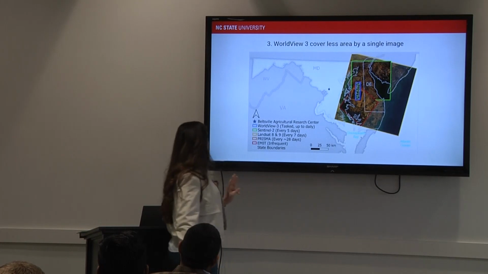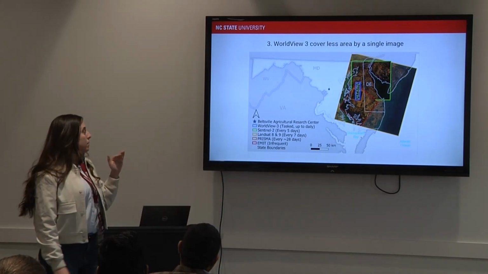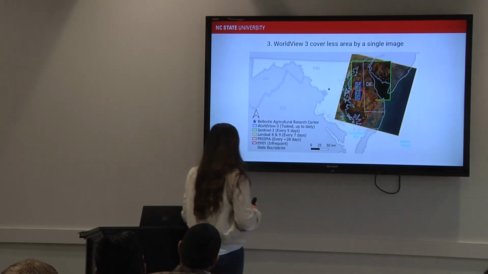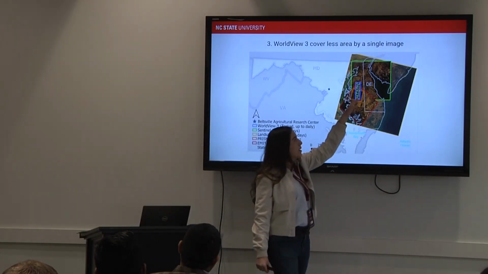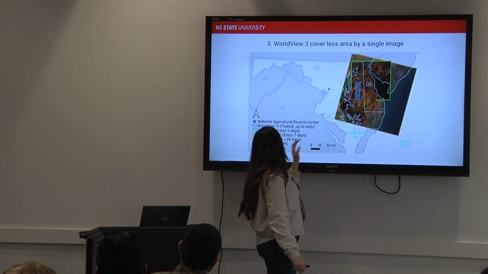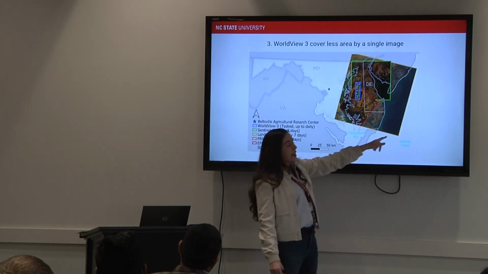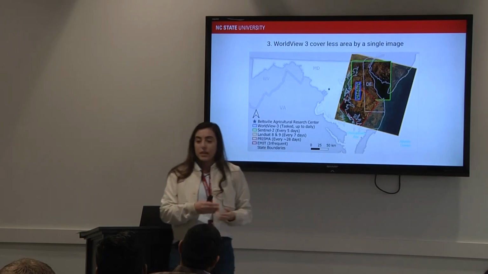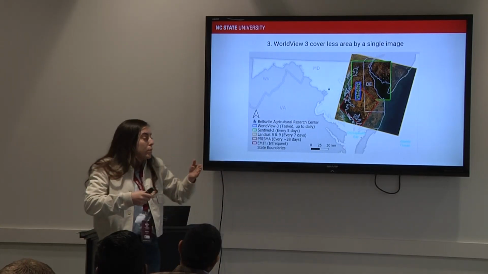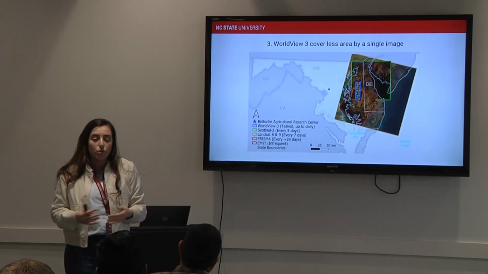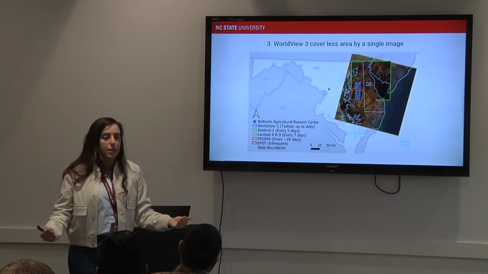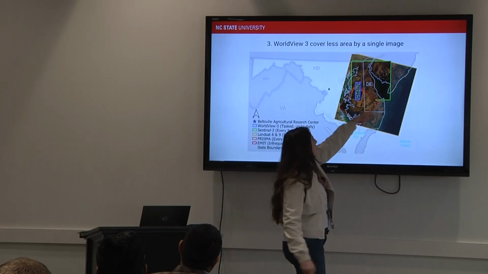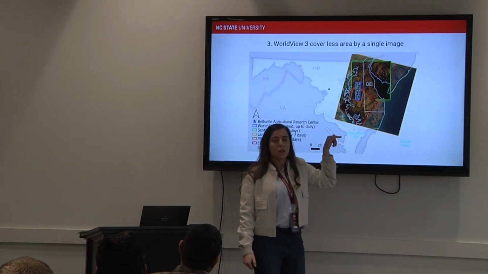The third reason why we wanted to upscale this work is because of the size of the image. You can see the blue one here is the WorldView 3, and the Landsat is the yellow one, so it's much bigger, right? That means that we can use less satellite imagery. WorldView 3 is a purchased product, so we have to purchase a lot of images to do the whole Delmarva Peninsula. This is the area of Delaware. This is the Delmarva Peninsula.